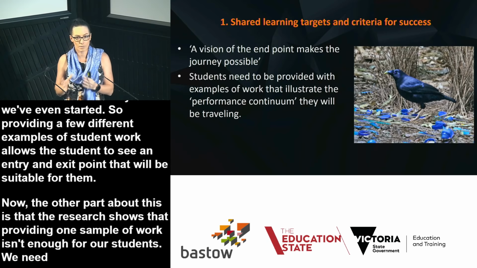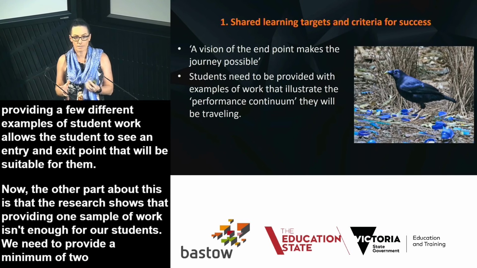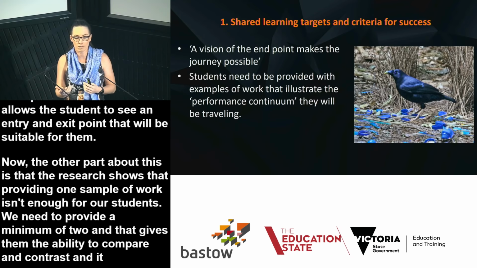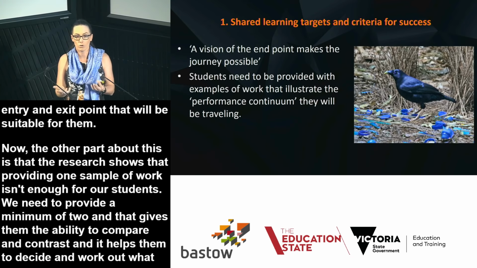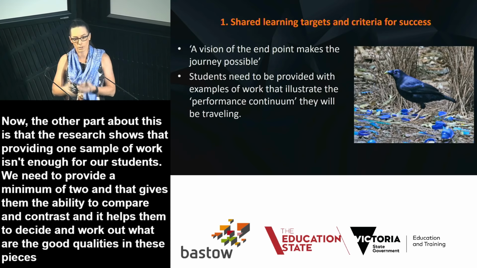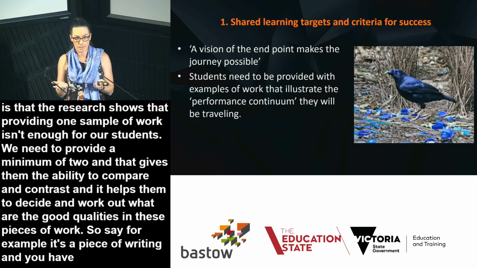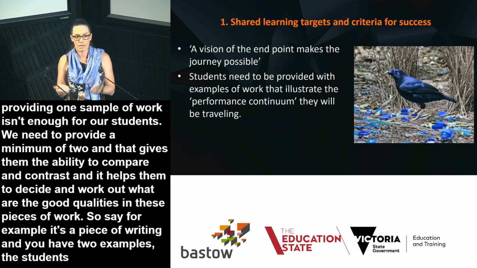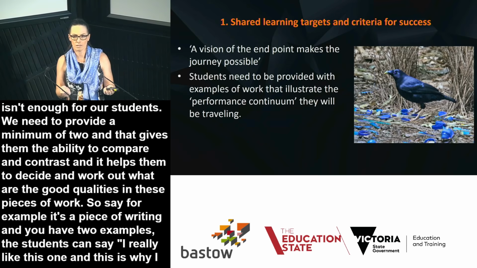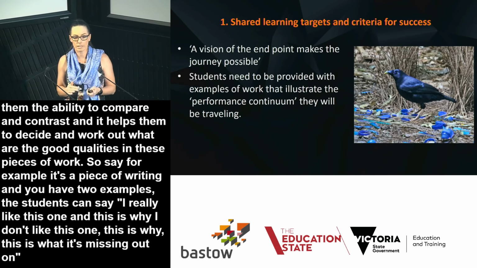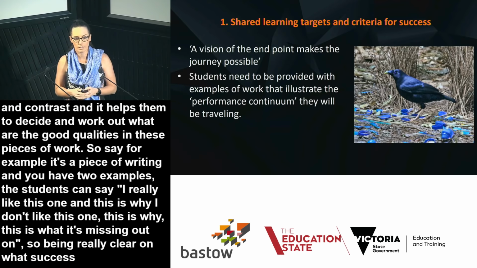We need to provide a minimum of 2, and that gives them the ability to compare and contrast, and it helps them to decide and work out what are the good qualities in these pieces of work. So if, say for example, it's a piece of writing and you have 2 examples, the students can say, well, I really like this one and this is why. I don't like this one and this is why. This is what it's missing out on. So being really clear on what success looks like.